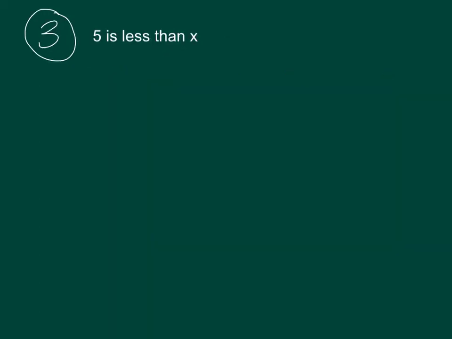Alright, number 3, 5 is less than x. So how we would write that, we could write 5, the less than sign, and then an x. Or if you wanted to flip that around, if 5 is less than x, that means x is greater than 5. So you have to be able to read that both ways. I just flipped it, but when you flip it, you also have to flip the sign.